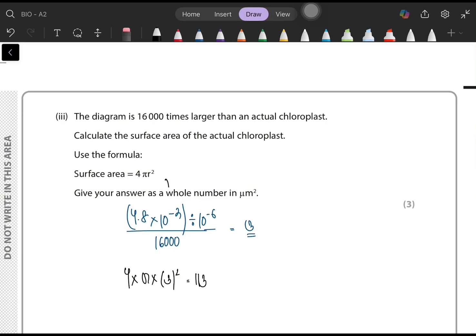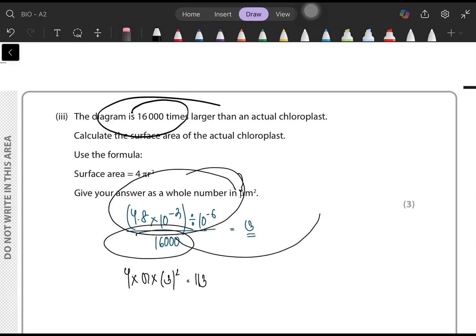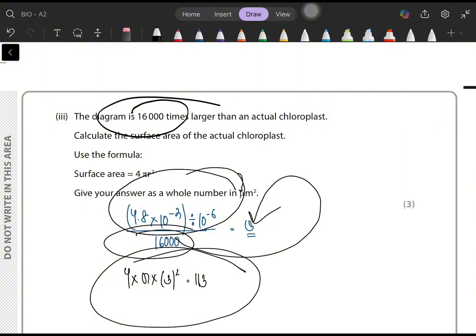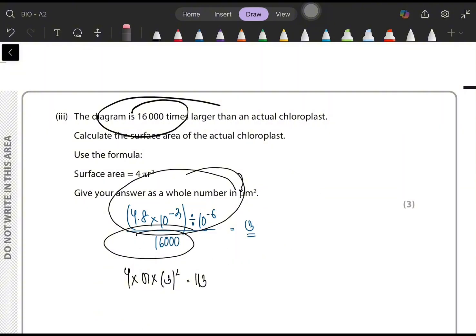And I divide by 2. I mean, it basically is the same as 10 to the power minus 2, right? And then I converted it into micro. It said that the diagram is 16,000 times larger, so I divided it by 16,000 and found the radius to be 3, and then I inserted it in this formula, 4 pi r squared, and that is how I received the actual surface area.